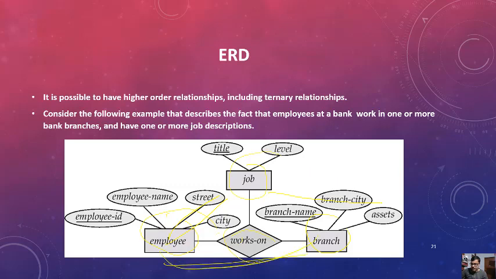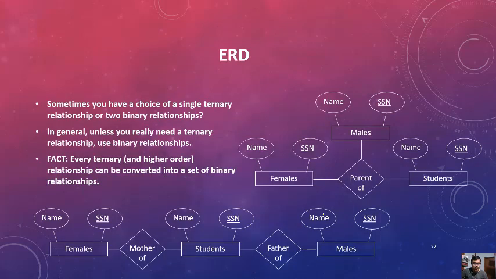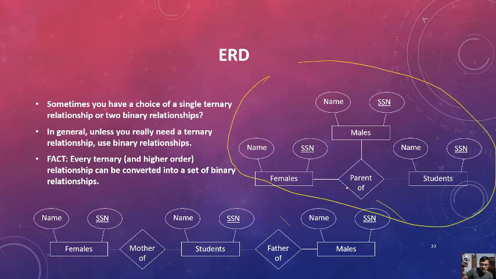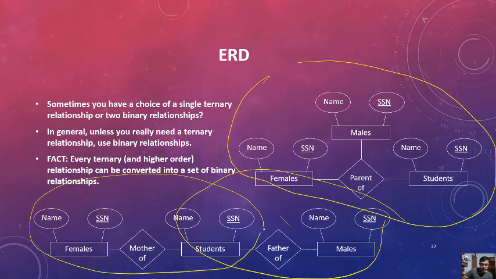So here, females are associated with students, and students are also associated with males. So transitively, females are also associated with males, or the students are related with females and males, father of and mother of.